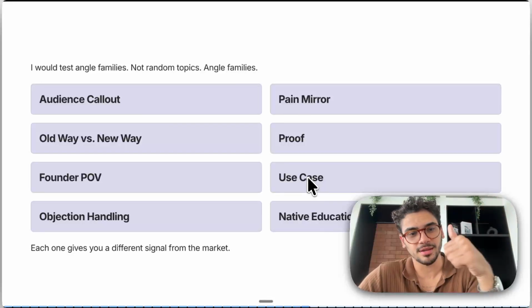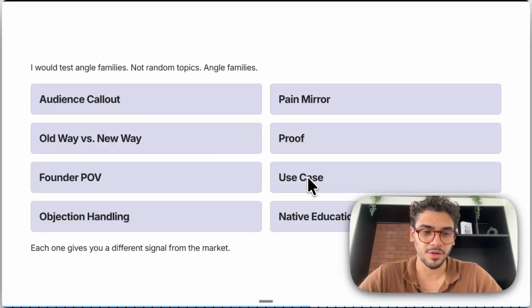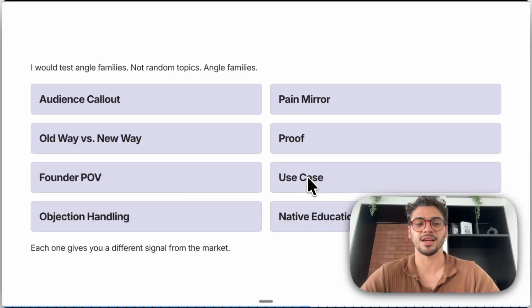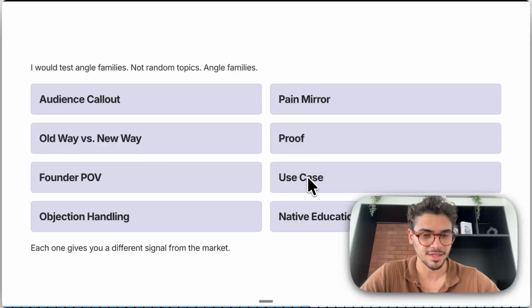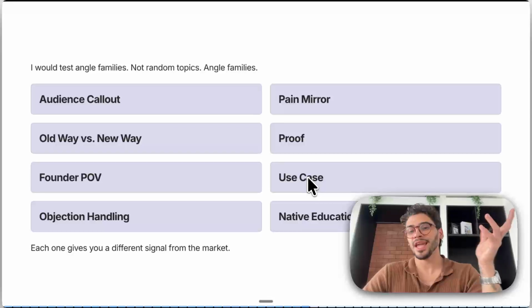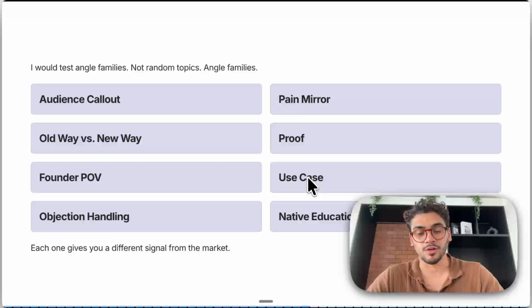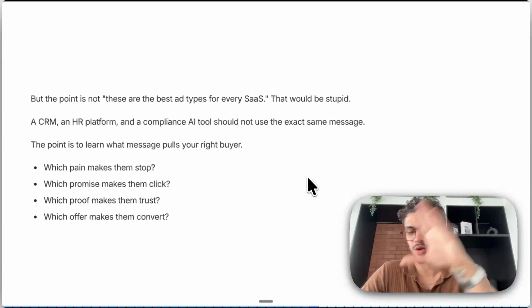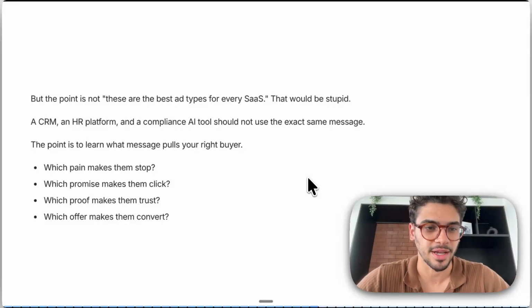Social proof, that's very important. Use case, how you are going to use the solution, basically. Founder POV, so the POV of a founder. Objection handling, this is more for retargeting. So if you already have an audience, you're already running ads, you need to do objection handling because they probably have some objection that you can solve in an ad, so it will increase the conversions a lot. And native educational content, right? So something that looks very organic for Instagram or Facebook. Each one gives you a different signal from the market, right? And there are more than 30 angles that you can work with. Probably there is a video here that I talk about it in my channel.